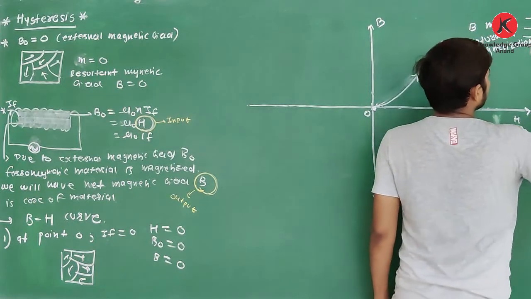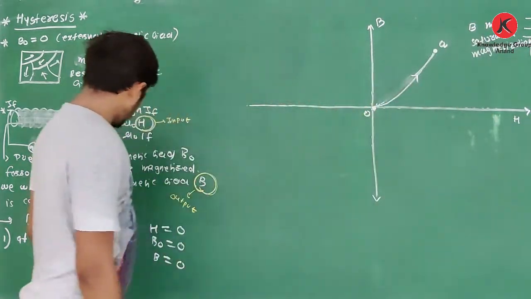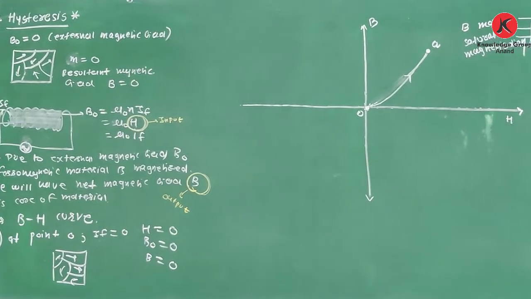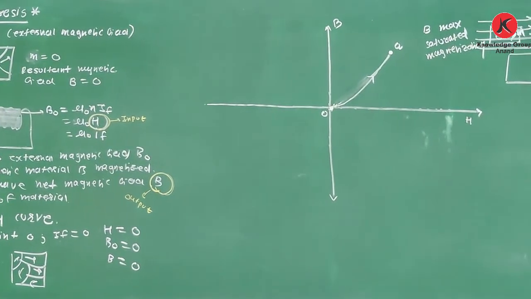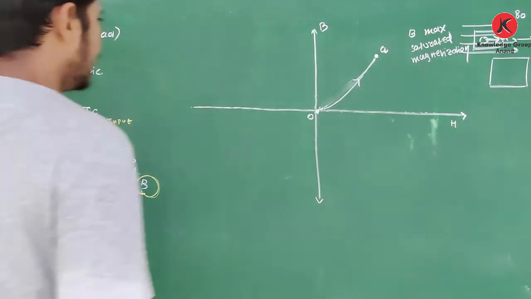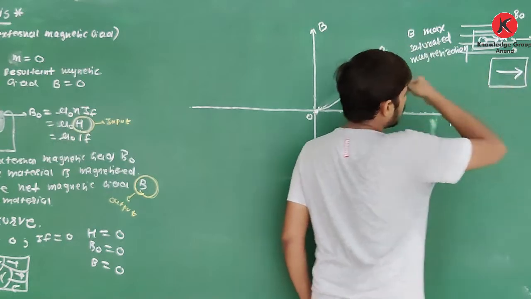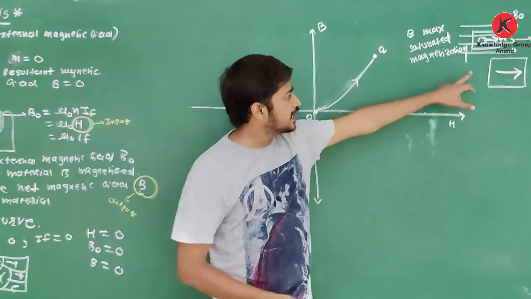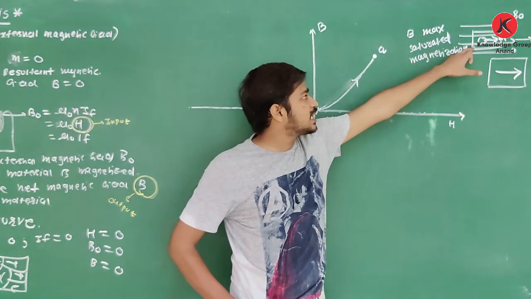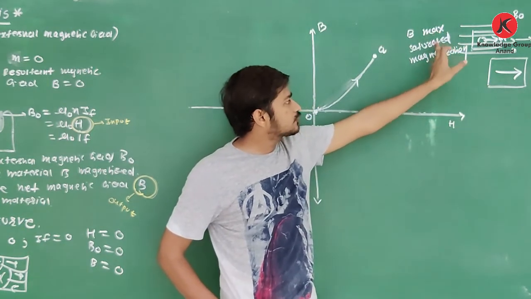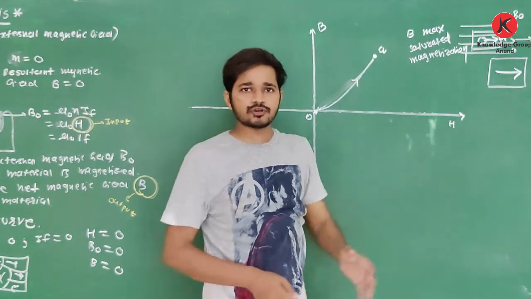In this situation, each and every domain will align in the direction of the magnetic field, so we will have only one domain. Each and every dipole aligns in the same direction. Magnetic field is maximum. It is called saturated magnetization. Clear about this topic? Okay.